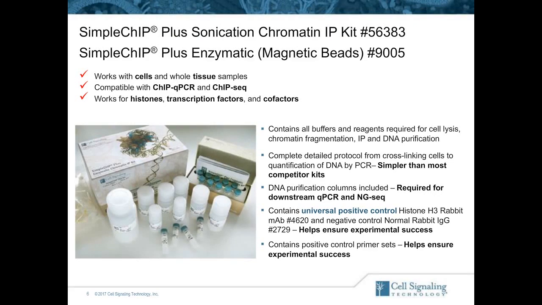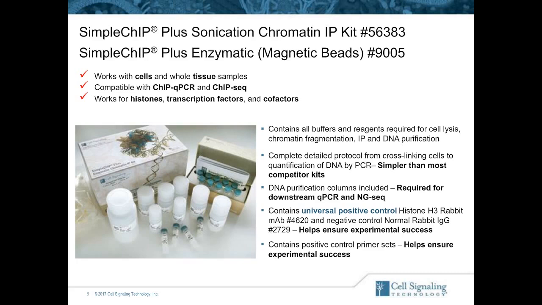So when starting a ChIP protocol, you really want to use a reliable, optimized protocol, whether it be a homebrew protocol that you find that is well published or is being used by a ChIP lab, or it's a kit that you buy from a company. And at CST, we provide multiple chromatin IP kits. Here's two on the slide here: the Simple ChIP Plus Sonication Chromatin IP kit and the Simple ChIP Plus Enzymatic Chromatin IP kit. Both kits use magnetic protein G beads. They work with cells and whole tissue samples. They're compatible with ChIP-qPCR and ChIP-seq, and they work for histones, transcription factors, and cofactors.